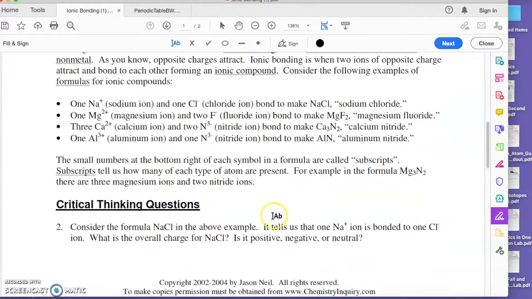All right. So consider the formula NaCl above. It tells us that 1 Na+ is bonded to 1 Cl− ion. What is the overall charge of NaCl? Is it positive, negative, or neutral? Well, if you have 1 positive and 1 negative, they balance out. So it'll be neutral.